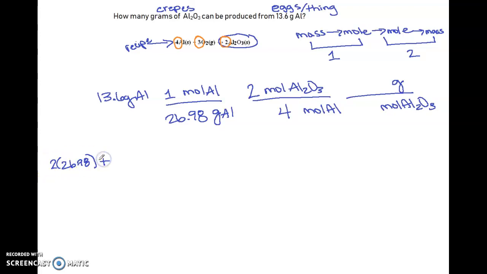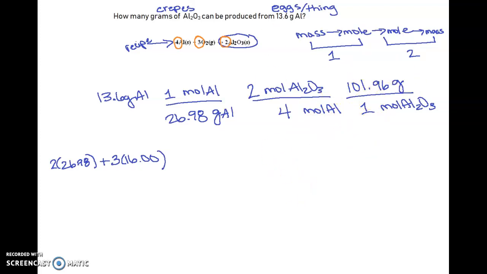And then I need to add to that 3 times the molar mass of oxygen. The 3 comes from here, and the 16 is coming from the periodic table. And when I do that, I'm going to find that the molar mass of aluminum oxide is 101.96 grams for every 1 mole. So if you had 101 grams of it, you have 1 mole of it.